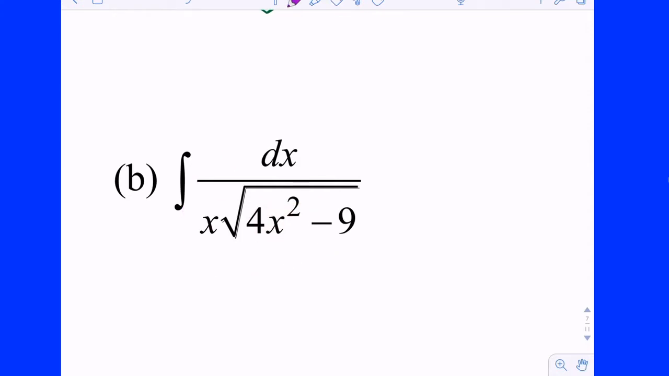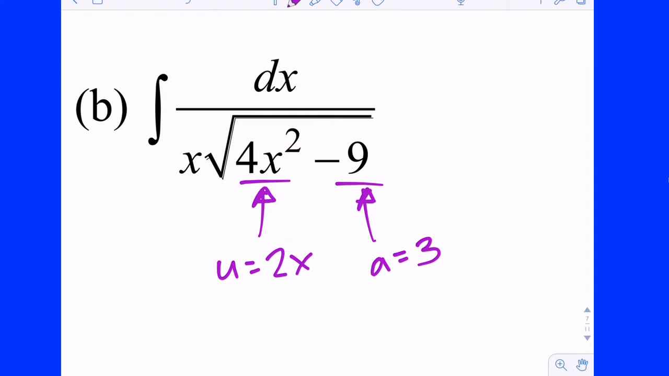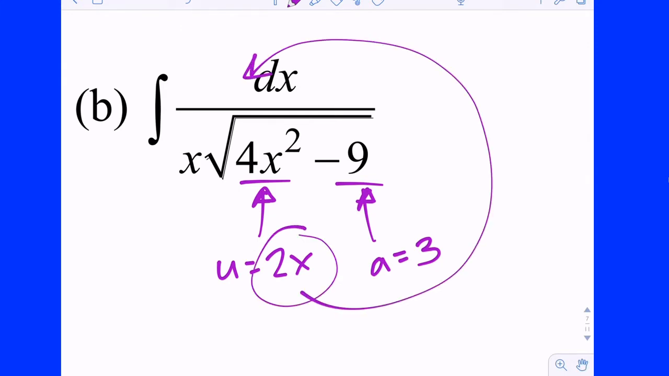Golly. Maybe inverse trig, right? Function minus number, maybe. Arc secant. Let's see. If that's u squared, then u is 2x. Good. And if that's a squared, a is 3. All right, two things we have to check for. The derivative of that needs to be in the numerator. Is it? No. Darn it. So we're off by a 2.